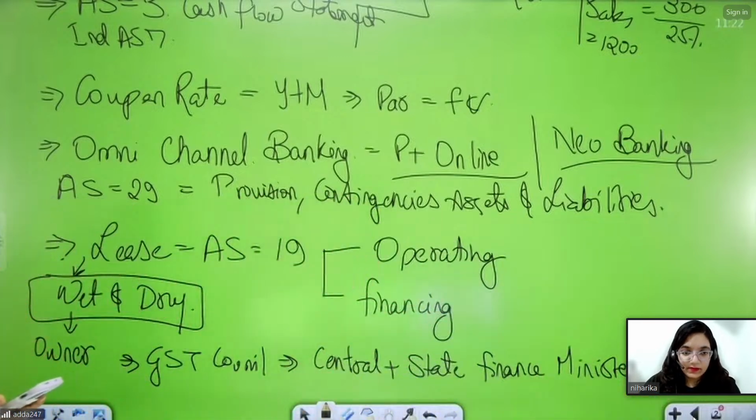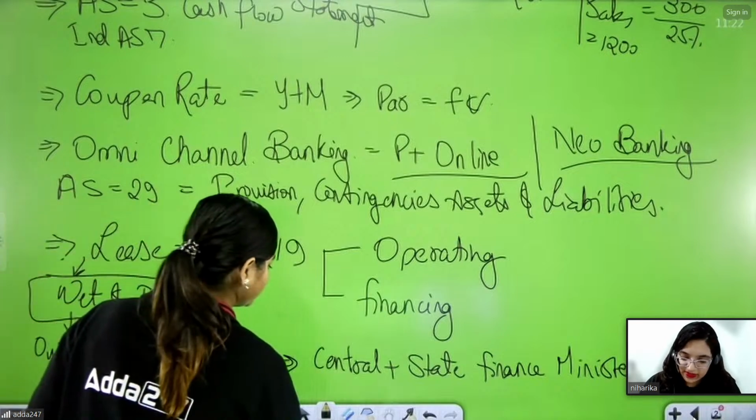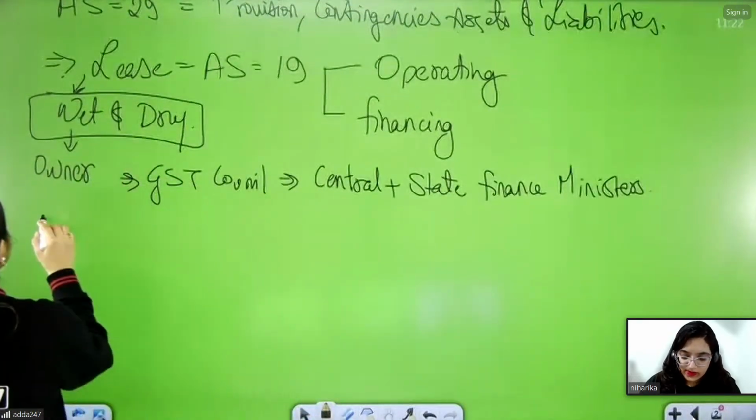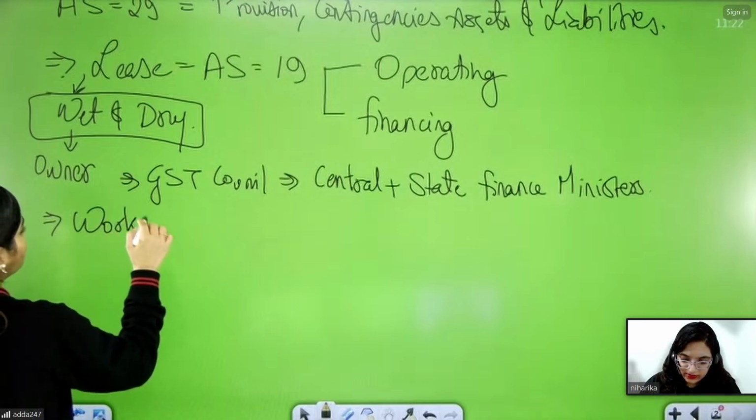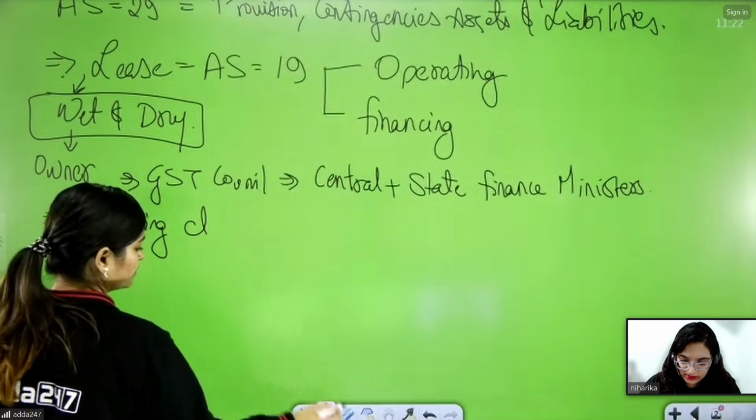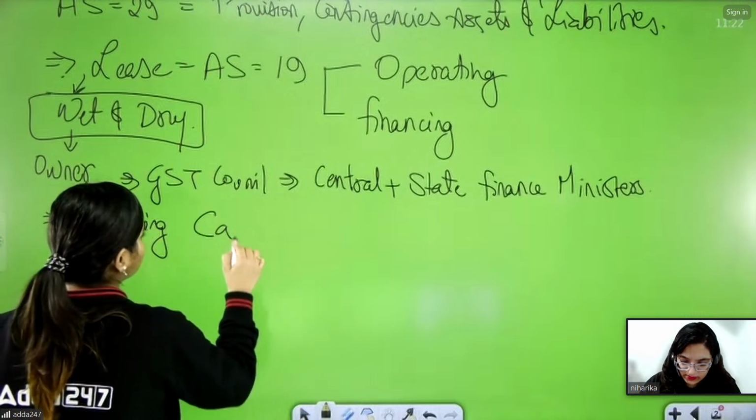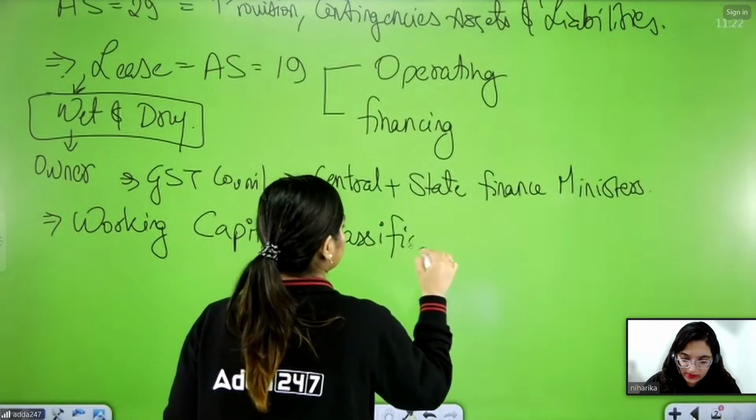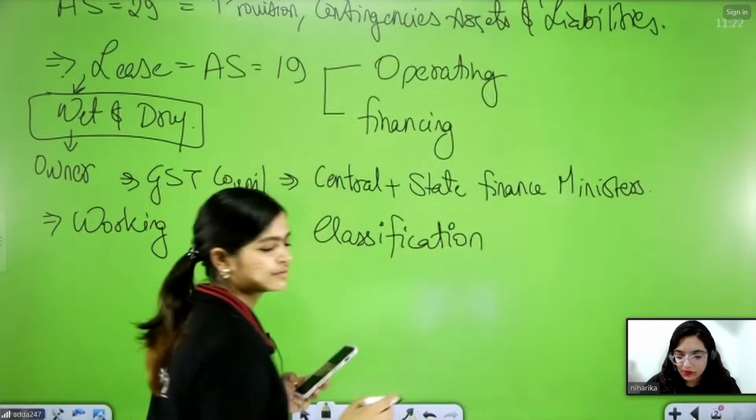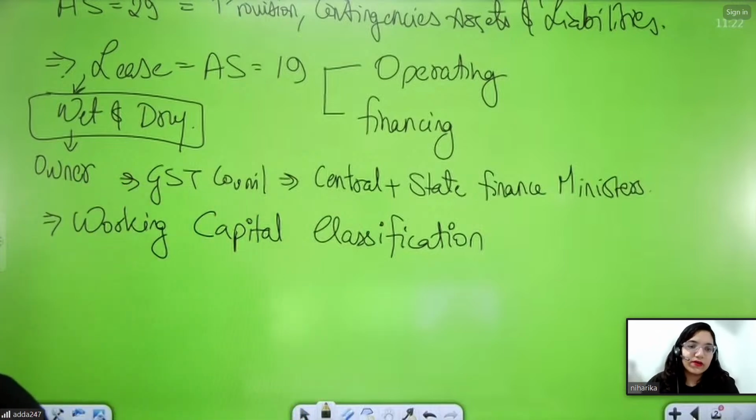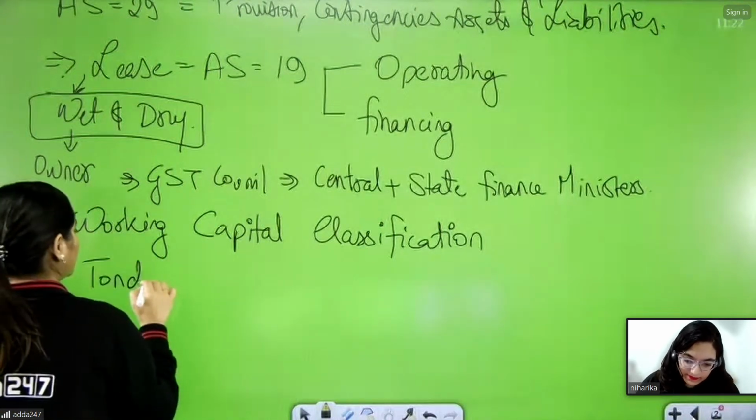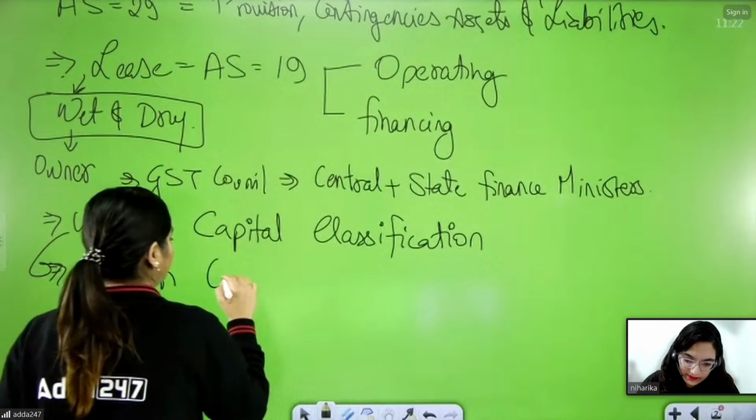Then there was a question on PV ratio, and on working capital classification. Most probably, since the particular question was not clear, it can relate to the area of the Tandon Committee, one of the most important areas of working capital. So it might be based on the Tandon Committee.